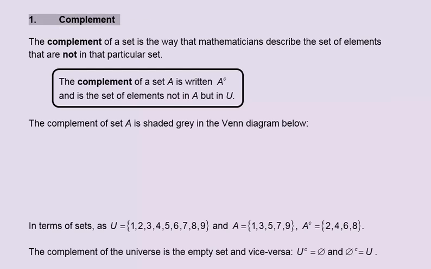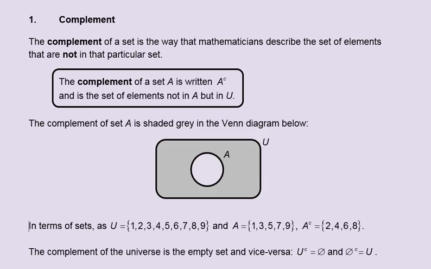1. Complement. The complement of a set is the way that mathematicians describe the set of elements that are not in a particular set. The complement of a set A is written A superscript C and is the elements not in A but in U. The complement of set A is shaded grey in the Venn diagram below.